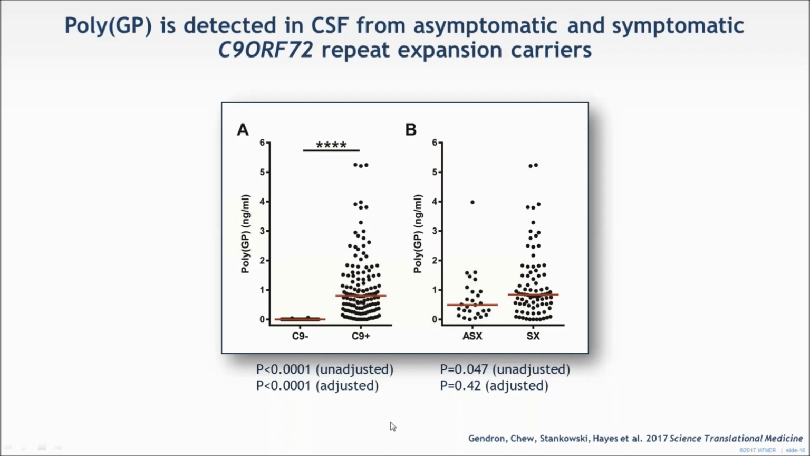And so what we found is that we could indeed detect poly-GP in the CSF from patients with this C9 mutation. And as you'd anticipate, patients without the expansion had no PolyGP. And we were interested to note that both patients with the expansion have the PolyGP, but expansion carriers that are still asymptomatic also seem to have varying degrees of PolyGP. We did detect a trend towards higher levels in patients, but this did not meet significance.